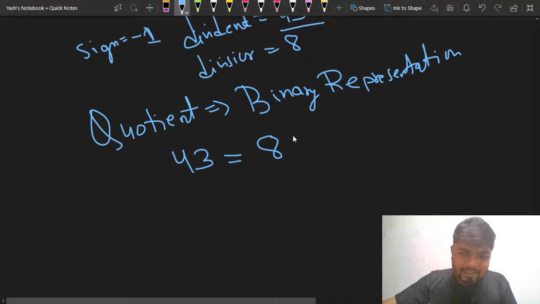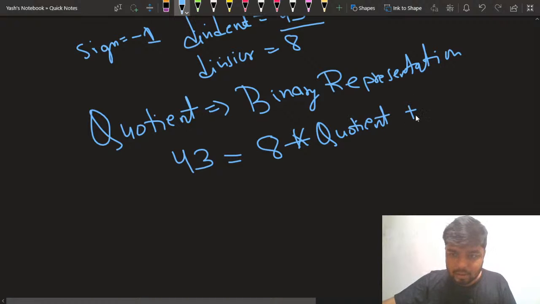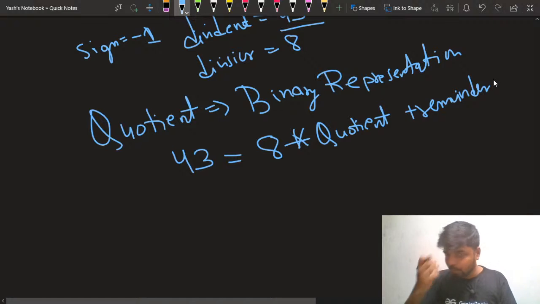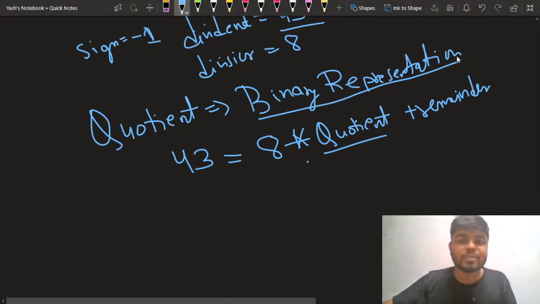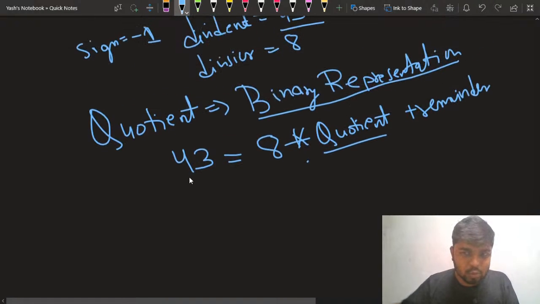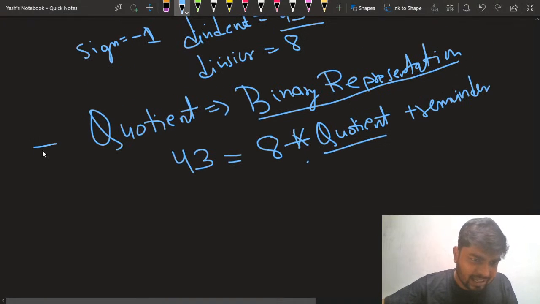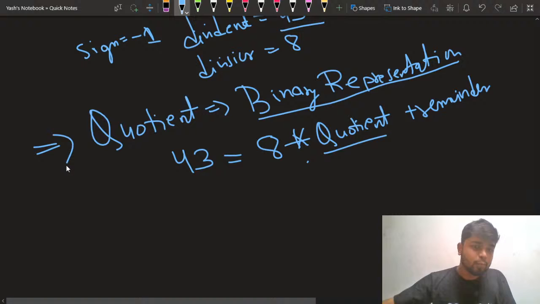43 will be nothing but 8 into quotient plus remainder. This is my 43. But how do I determine my quotient? I have to determine my quotient in terms of binary representation. How can I do that? Let's do one thing. First of all, this much part is clear, that we will try to get the quotient in binary representation form.